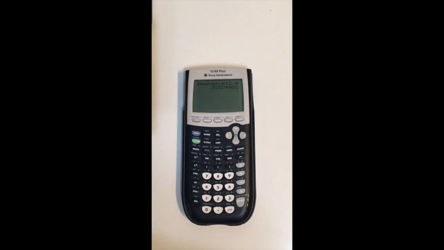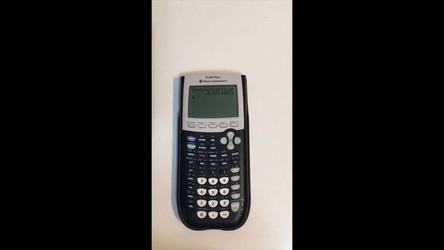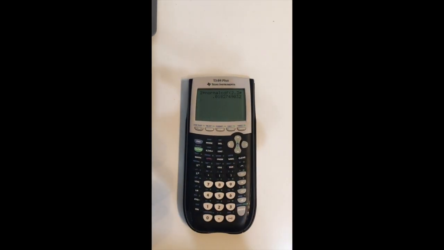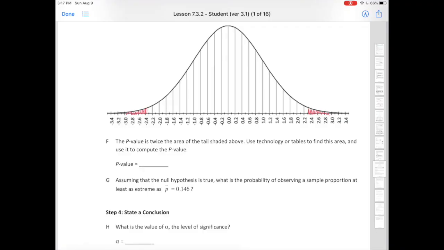Now, of course, you could also just do normal CDF and then remember to double it at the end. Just be really careful that you do not forget that, okay? So 0.018 is what I got. So the calculator gave us a p-value of 0.018. So let's go ahead and write that in.